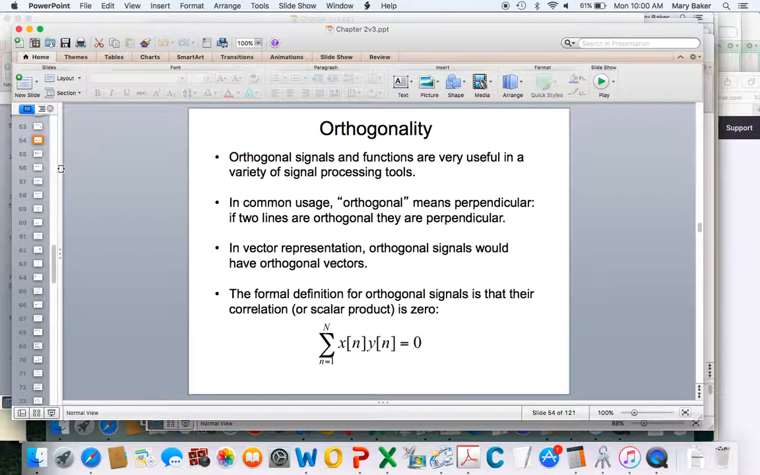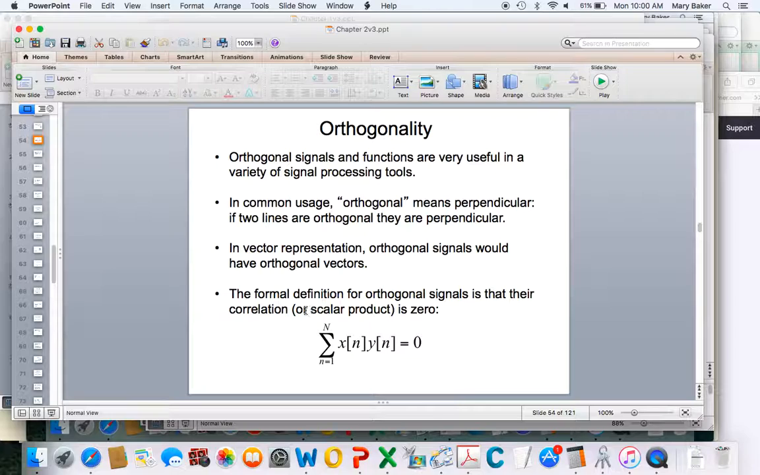So one of the reasons it's useful to visualize things as vectors, data sets as vectors, is it helps us visualize the concept of orthogonality. Orthogonality is a very important concept in signal processing as well as in understanding the relationship of measured data and signals. So orthogonal signals and functions, basically orthogonal means perpendicular. So if we had two lines that were perpendicular, they would be orthogonal. So in vector representation, the orthogonal signals would have orthogonal vectors.